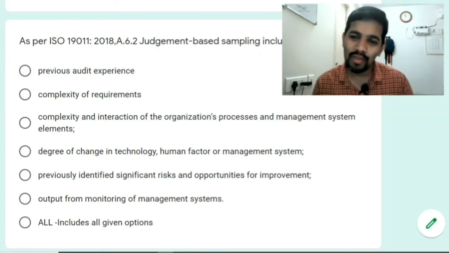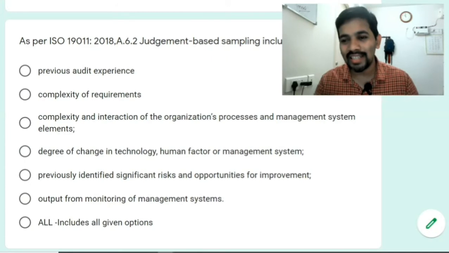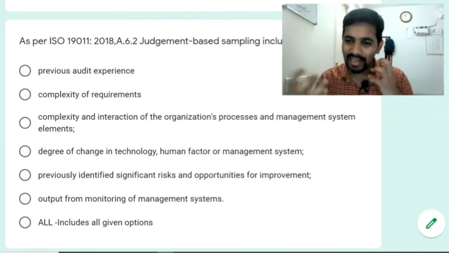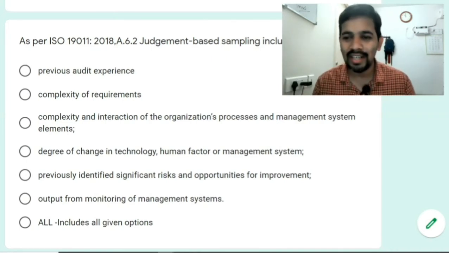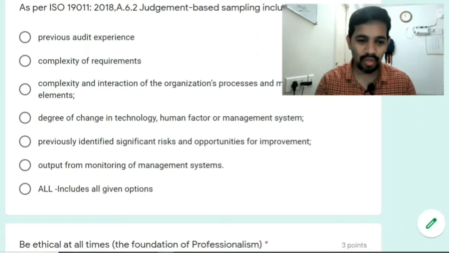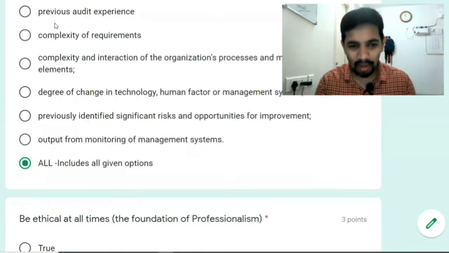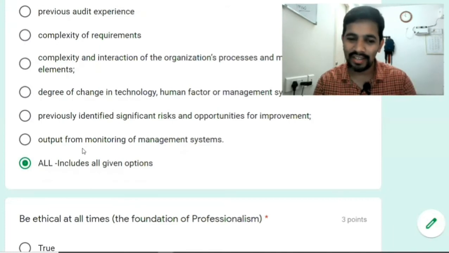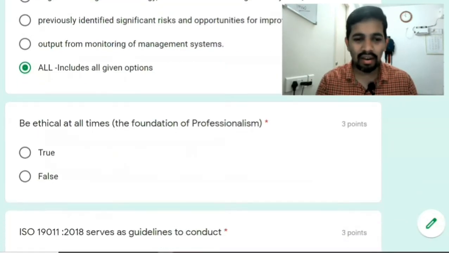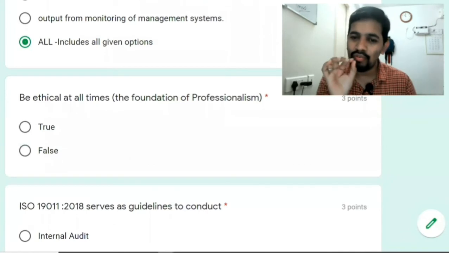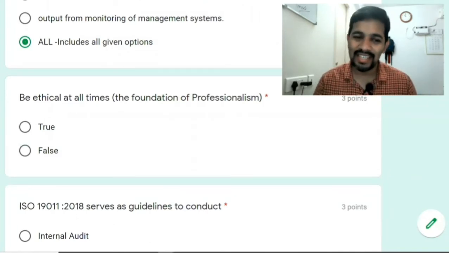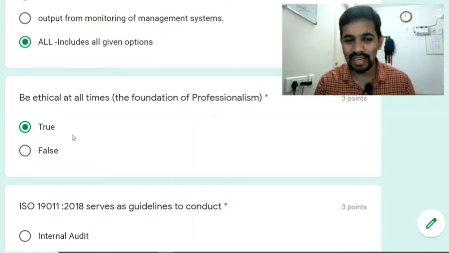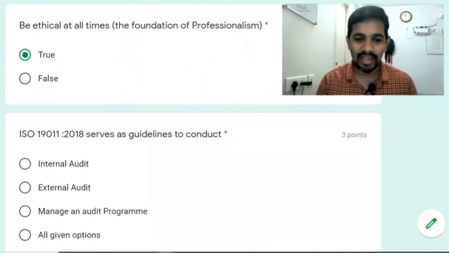The last type is A.6.3, that is called statistical sampling, where you take everything like discrete and continuous data, variable data. All these go with the statistical approach. So the answer is all of these, because they all apply in judgment-based audit. Be ethical at all times, the foundation of professionalism. True. That's what comes from ISO 19011. Let's go to the next one.